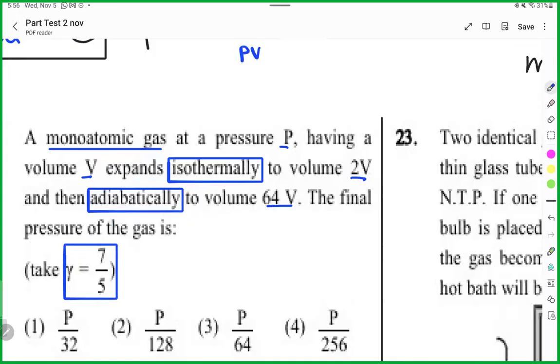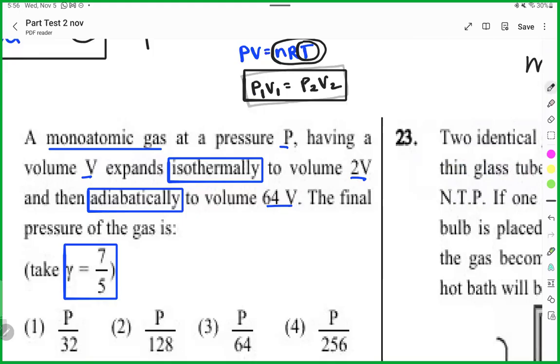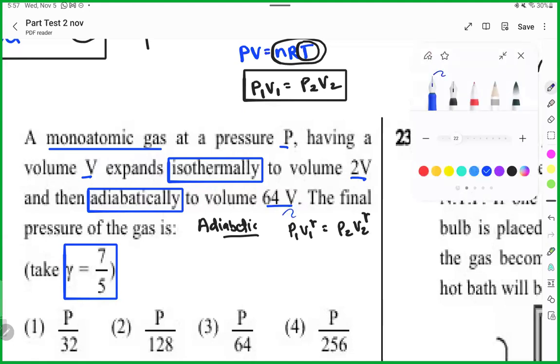You know PV is equal to nRT. Sir, when temperature is constant, everything will be constant. So P1 V1 is equal to P2 V2. Any doubt, guys? And second, in case of an adiabatic process, we did P1 V1 gamma is equal to P2 V2 gamma, correct? Because in adiabatic we use the gamma term.